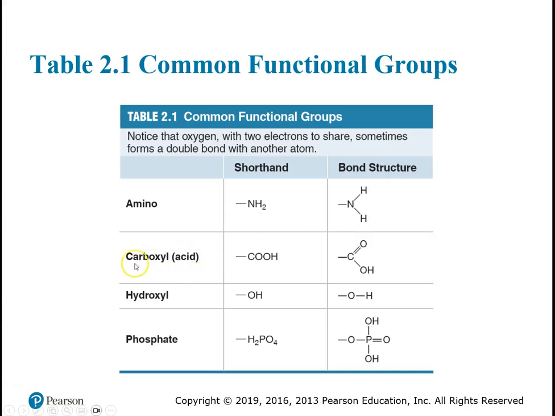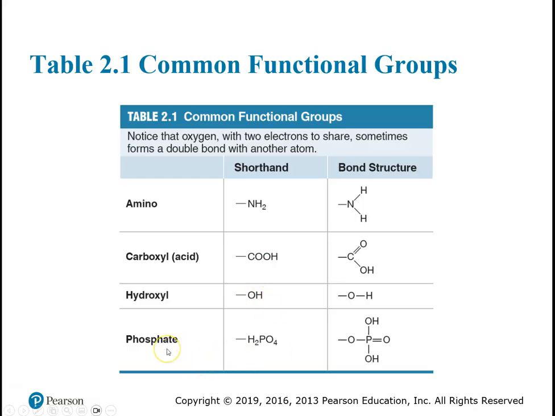A carboxyl group, or carboxylic acid, is a carbon, two oxygens, and a hydrogen. We don't have an O2 here because the oxygens are not bound to each other. As you can see over here with our line drawing, the carbon has a double bond to one of the oxygens and then a single bond to the other oxygen, which is also bound to a hydrogen. So that's why it's not CO2H, right? A hydroxyl group is just oxygen and hydrogen.